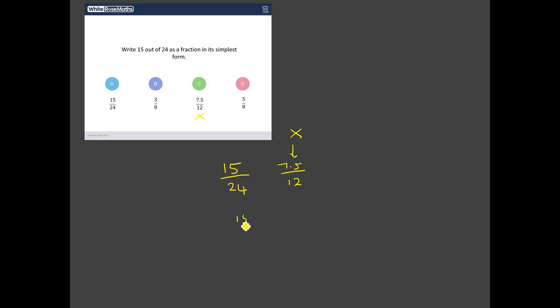So can it be simplified? 15 out of 24, is there a common factor? Well, yeah, there is. There's 3. We can divide 15 by 3 and still be left with an integer answer, and we can divide 24 by 3 and still be left with an integer answer. So what's 15 divided by 3? Well, I think that's 5. And what's 24 divided by 3? Well, I think that's 8. Have a look here. Yeah, 5/8 is one of those. So I reckon that's the answer, because I can't see any other common factors of 5 and 8 that I can divide both of them by.